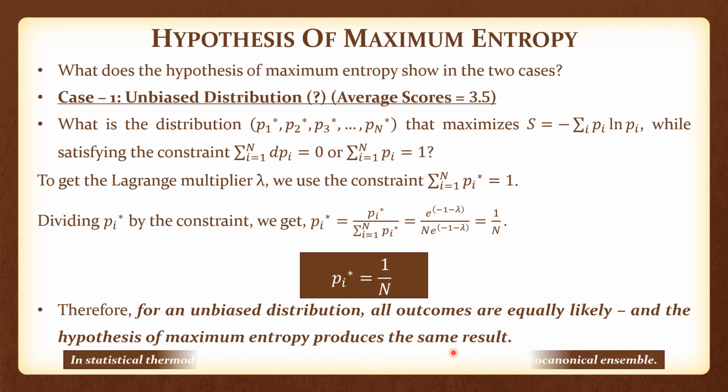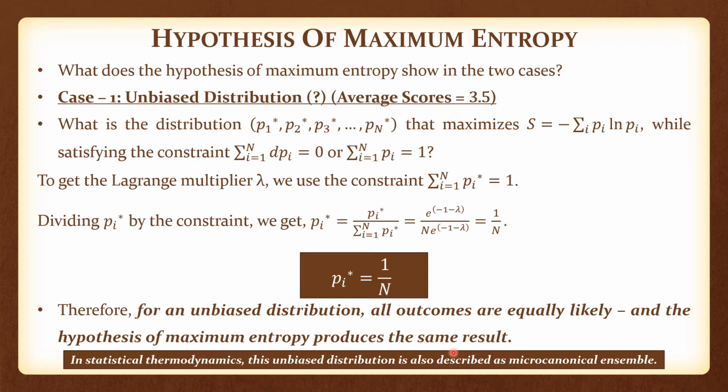So this is good. In statistical thermodynamics, this unbiased distribution is also described as the microcanonical ensemble. What we have discussed so far is described in statistical thermodynamics as the microcanonical ensemble, though I have not defined ensemble or microcanonical ensemble. All right. The ideas presented here are described as the microcanonical ensemble in statistical thermodynamics.